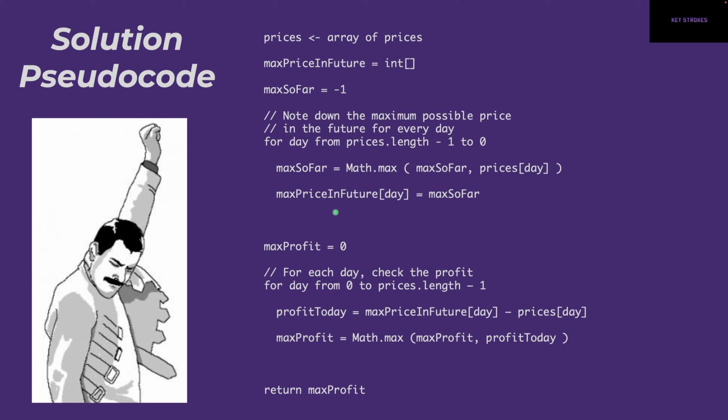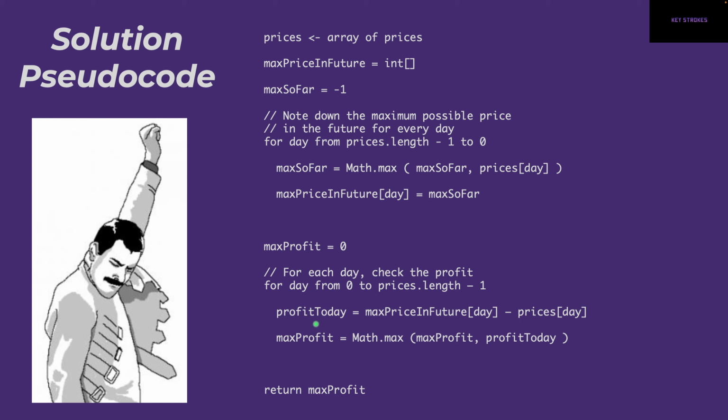So after this loop is done, max price in future should store the maximum prices that we'll see in the future. Now, once we have this array, we initialize the variable max profit as 0. And then for each day, we check what profit we can make. So we start a loop from the 0th index all the way to the last element of the prices array. And then we calculate the profit for that day, which will be the max price in future that we'll see starting from today minus the price for today itself. So basically we buy today and we sell for a price that we'll see sometime in the future that we can find in this array.